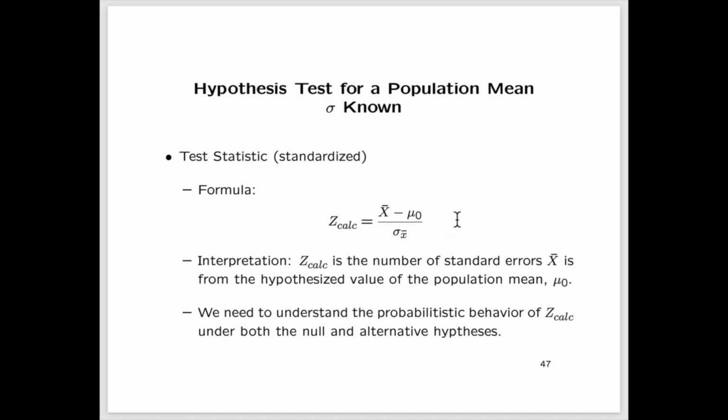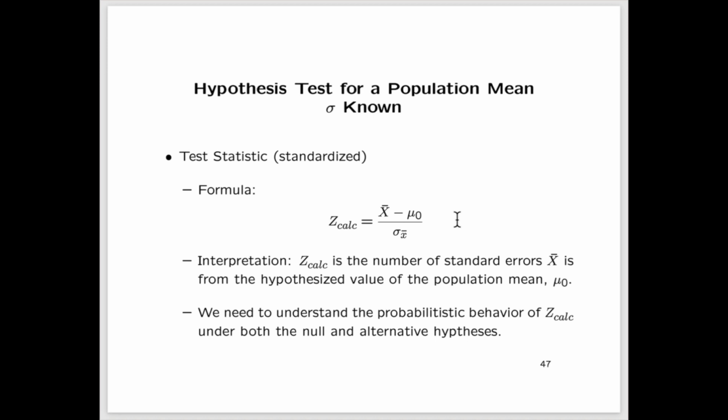Now, in order to use this test statistic to make an inference, to draw a conclusion about which of the two hypotheses we think correspond to the true state of nature, we need to understand how zcalc behaves. We need to understand its probabilistic behavior, and we need to know this because we need to identify values of zcalc that would be inconsistent with the null hypothesis. All right, and then once we know that, then we can come up with rejection criteria.